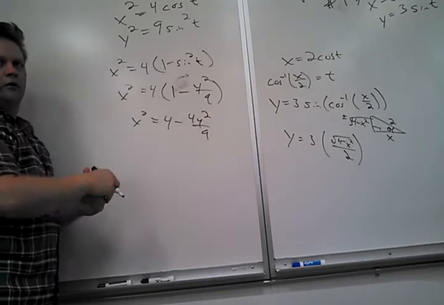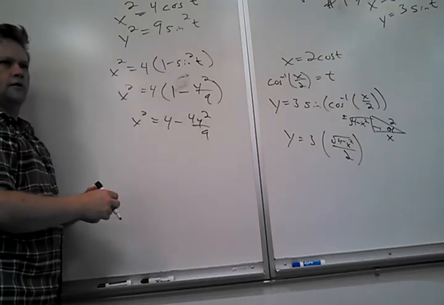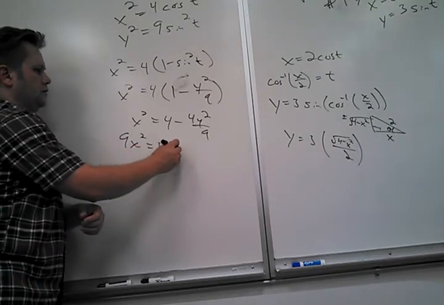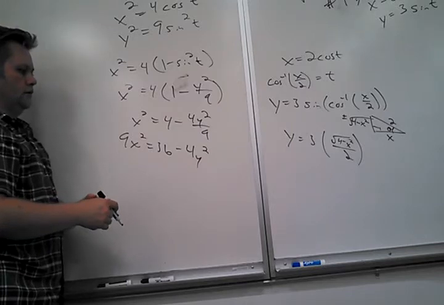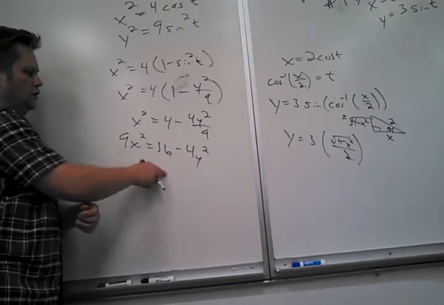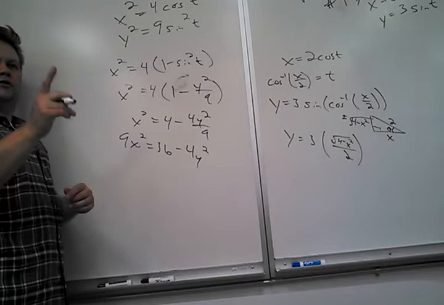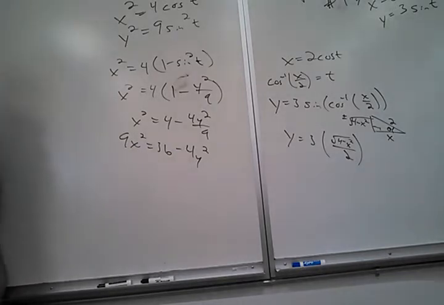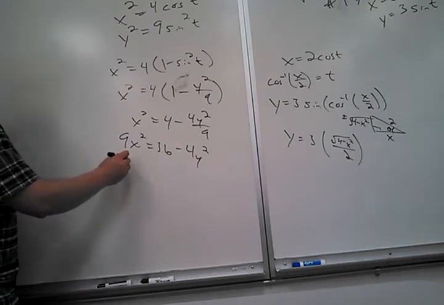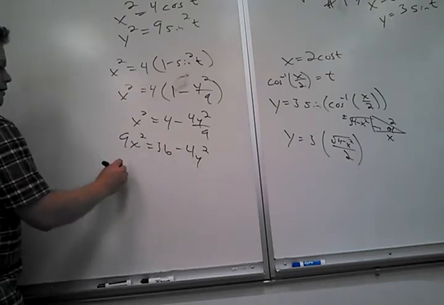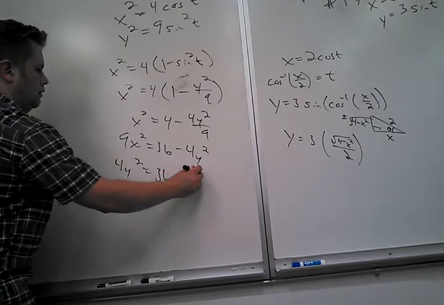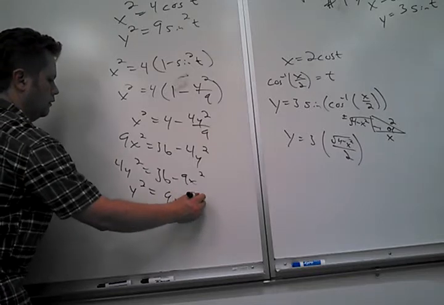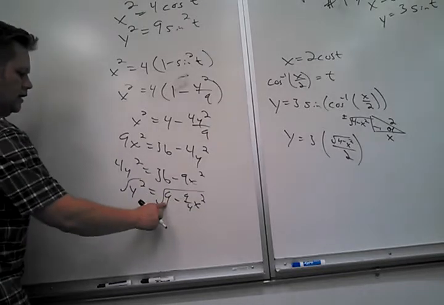Believe it or not, these two are equivalent. I can multiply by 9 just to make this easier to look at. Add this over, what's it look like? Not a circle. The coefficients aren't the same, so that would be an ellipse. Isn't that cool? I can try to solve for y. Divide by 4. Take the square root. Can I take a 3 out?